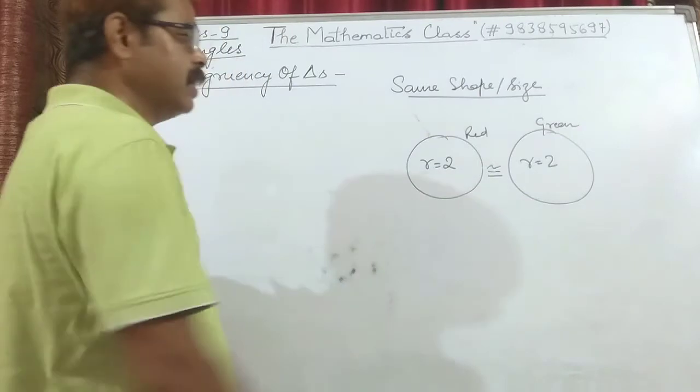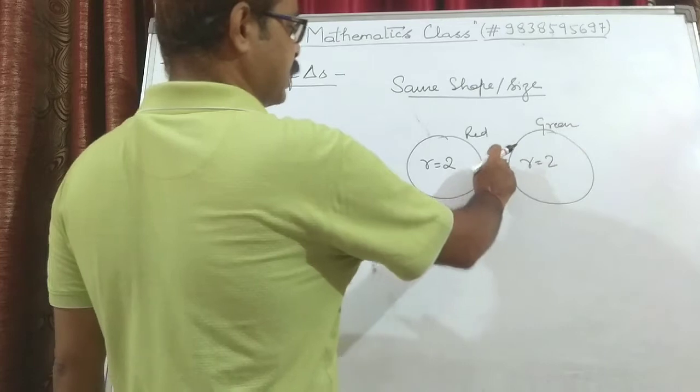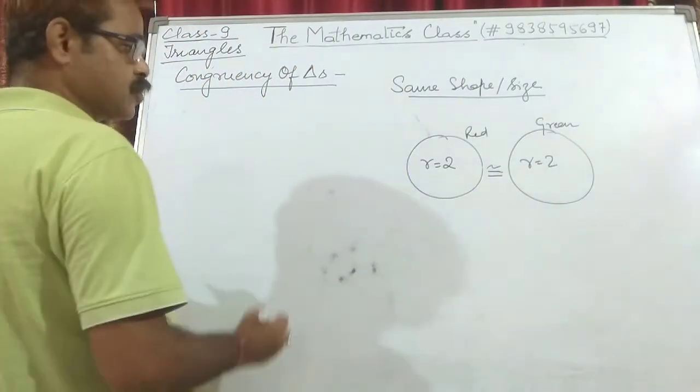This is the sign for similar, and the equal sign means same in shape. This one is for shape and this one is for size. Now let's talk about triangles.